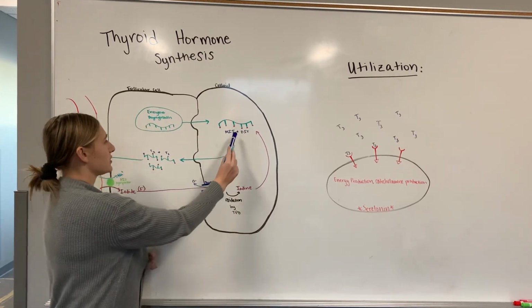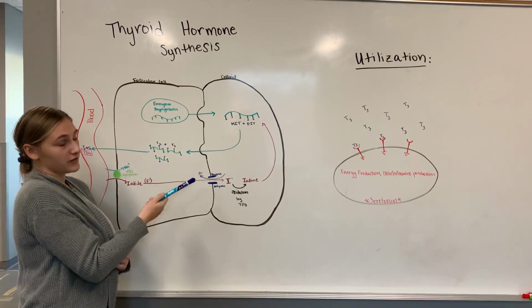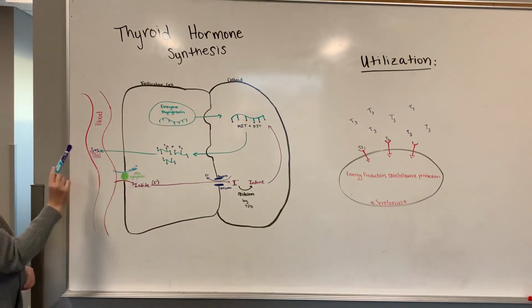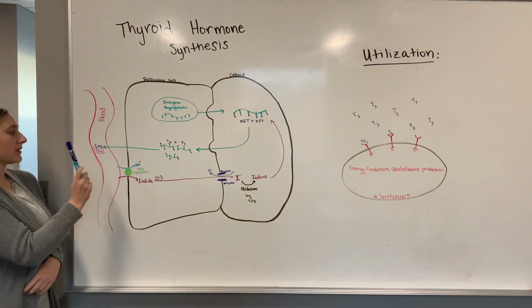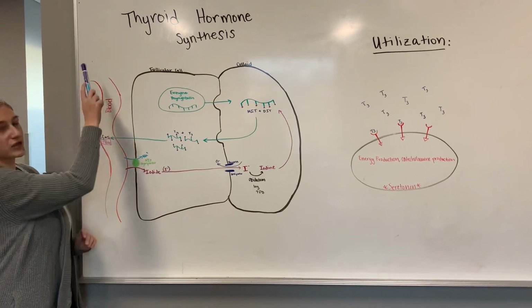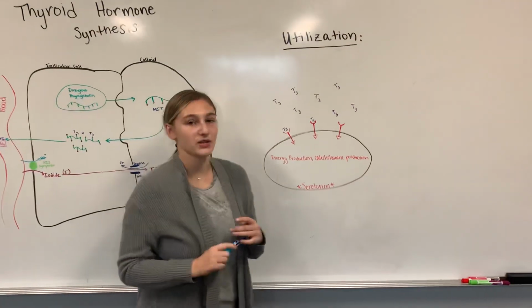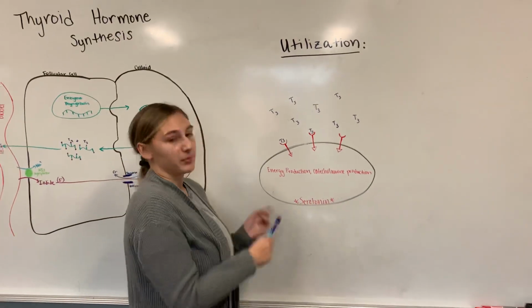This is going to go back into the follicular cell and become T3 or T4. And these hormones are going to go back to the blood and ride on the thyroid-binding globulin and then transfer into the blood to other target tissues. One example of these target tissues is the brain.